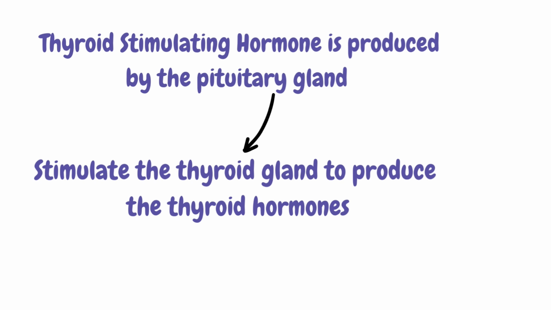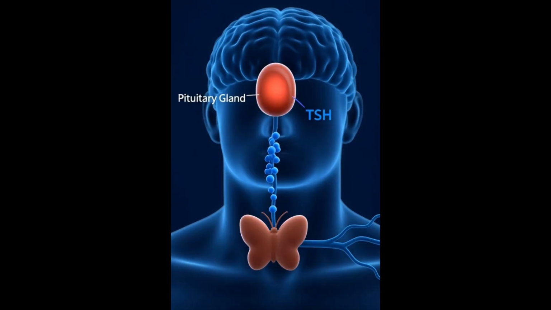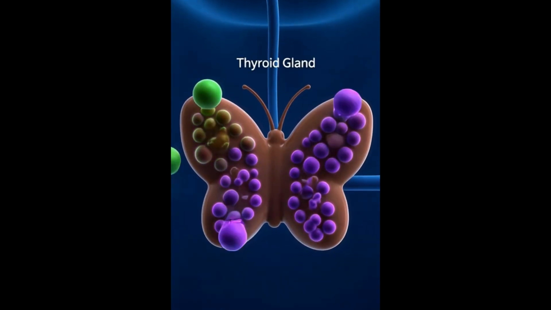and there are two types of thyroid hormone that are produced, which are the T4, known as thyroxine, which is about 80 to 90% of the total hormone that is produced, and the T3, which is the triiodothyronine, and is produced in small amounts into the bloodstream.